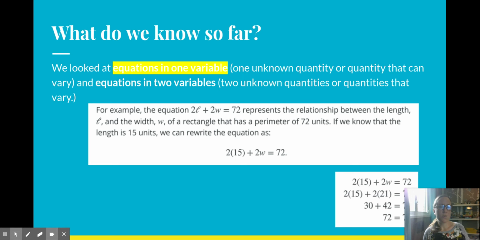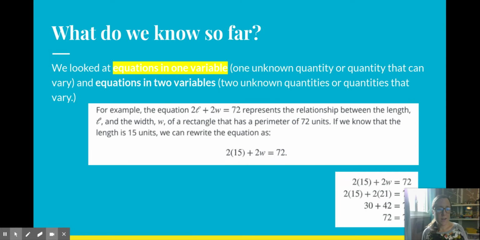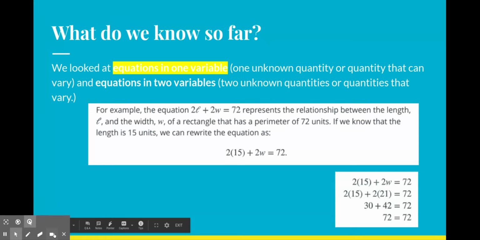So this equation 2L plus 2W equals 72 represents the relationship between the length L, the width W, and the perimeter. If we know one of those, so if we know the length is 15, we can rewrite this equation as this right here, and then we've got an equation in one variable. And in order to figure out, well, what is that W equal to, we're asking, well, what would be the value? Let me move this camera. What would be the value that I could replace W with and have that be a true statement or true equation? And so if I replace W with 21 and continued to simplify, I'd have 72 equals 72.